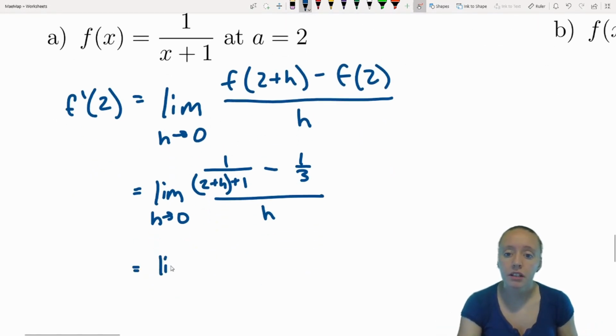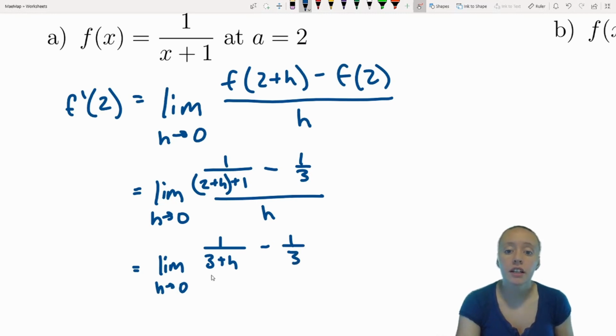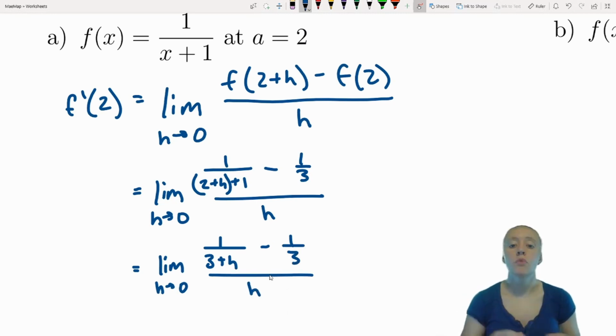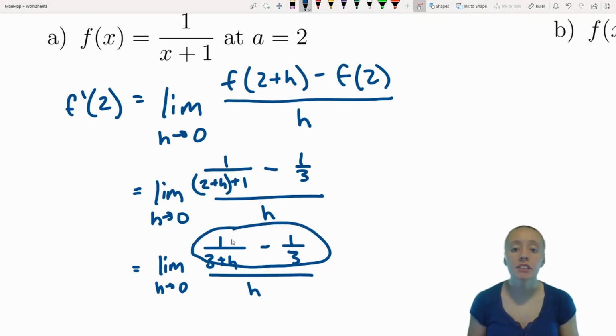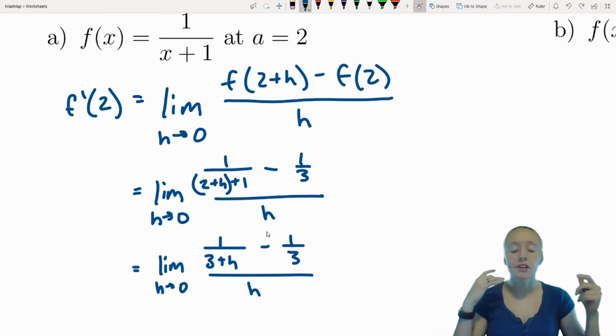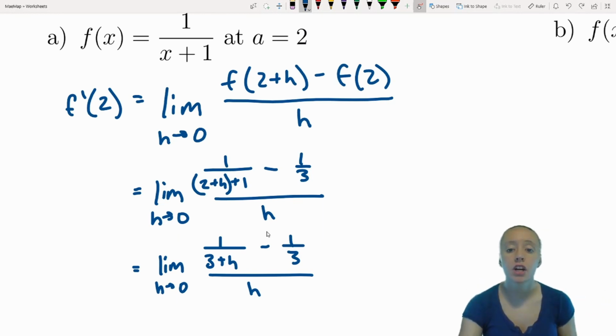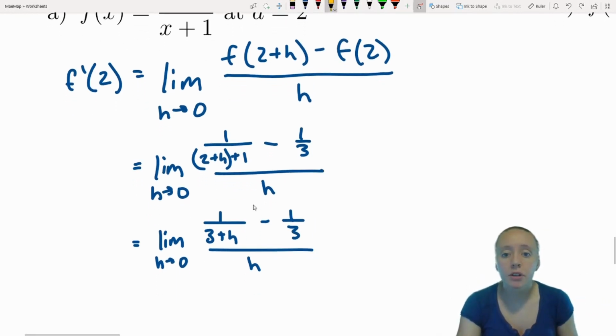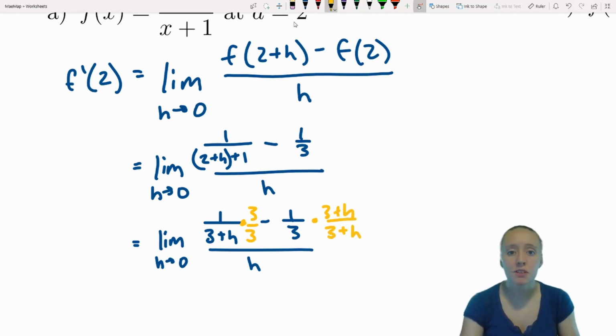So I'm going to have the limit as h approaches 0 of 1 over 2 plus h plus 1 is going to be 1 over 3 plus h. And I'm going to be subtracting 1/3, and that's all over h. Let's go ahead and find a common denominator among my numerator so that I can combine that fraction that's in my numerator. So finding that common denominator, I'm going to multiply my first fraction by 3 over 3, and I'm going to multiply that second term by 3 plus h over 3 plus h. Now watch what happens as we simplify.